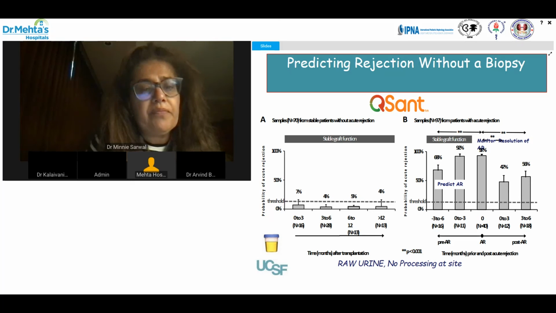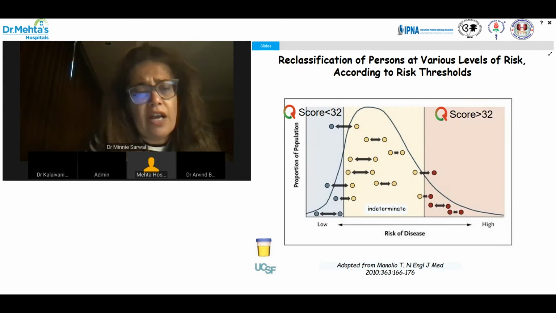So we are able to use the score to try and evaluate serially in kidney transplant patients the risk of rejection by doing a urine test either monthly or quarterly. If the score is less than 32, you know that your patient lies on the left, in a very low immune risk threshold, whereas on the right, if their score is greater than 32 and keeps rising on repeat scores, as these arrows show in patients where the score is increasing, you can see that the patient is at higher risk of rejection.